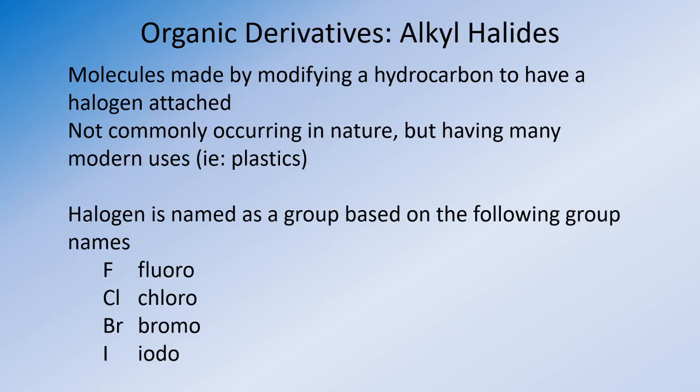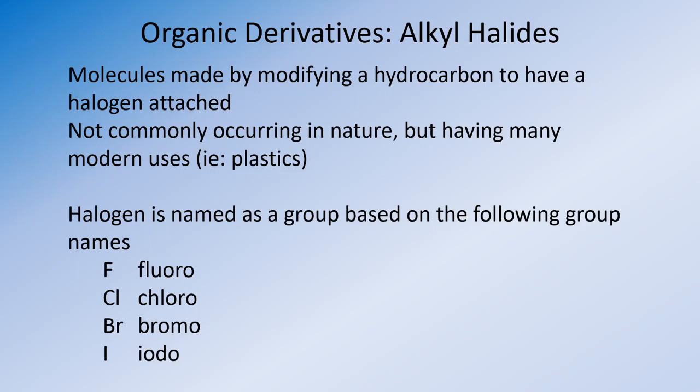This is a video describing the naming of alkyl halides. These molecules are created by taking a hydrocarbon and taking off at least one hydrogen and replacing it with a halogen. Now, this doesn't typically occur in nature, but there are lots of modern uses, for example, as coolants or plastics like PVC. And the naming of these is really straightforward.